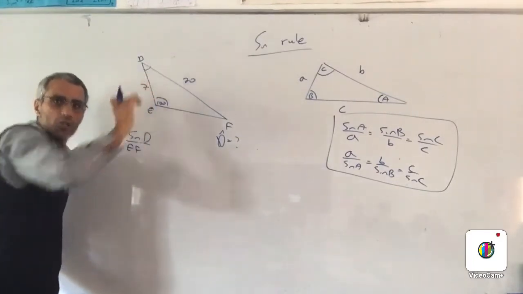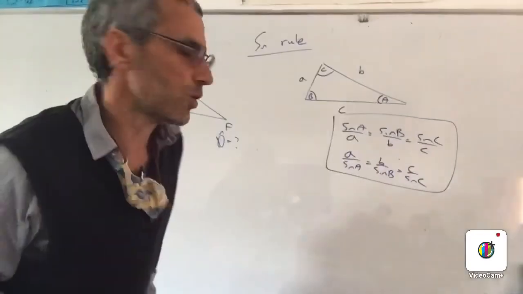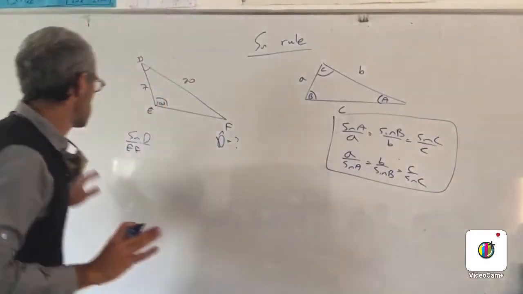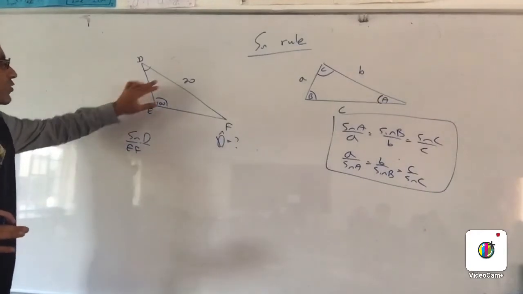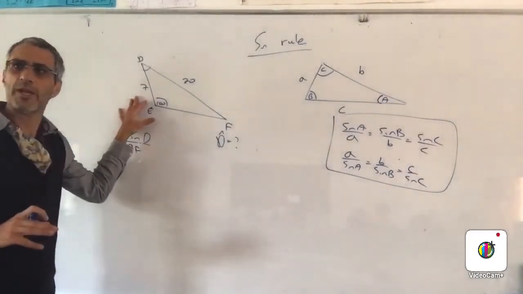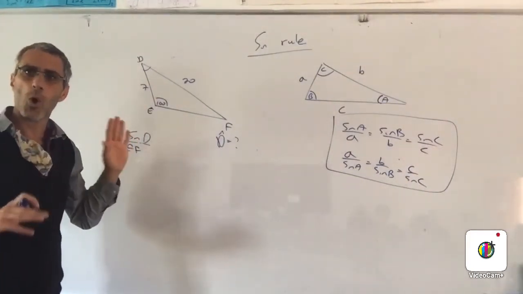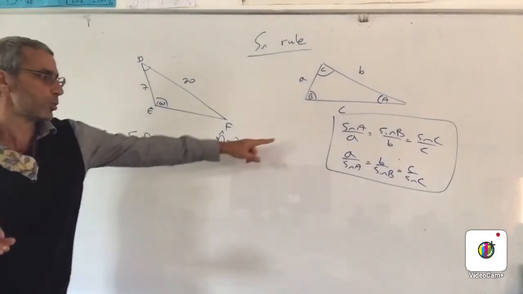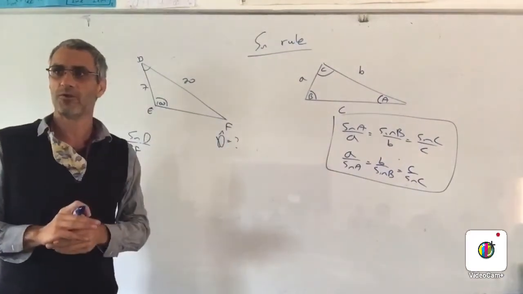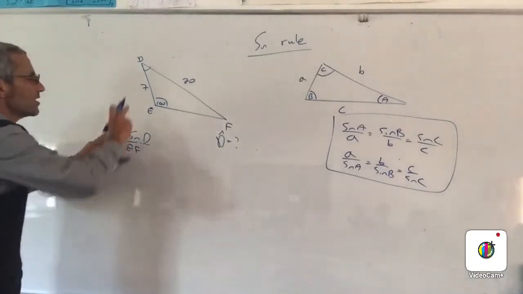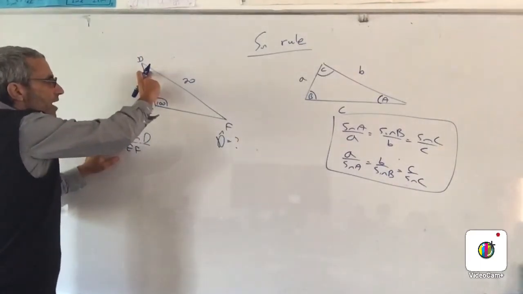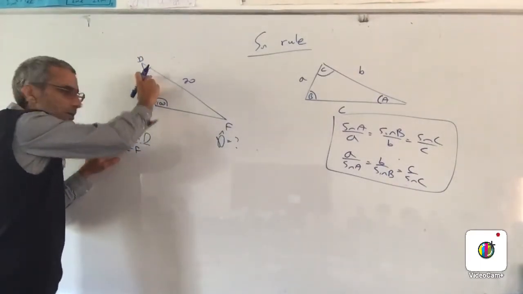I'll just pause. There was a question: can't we use Pythagoras? Maybe 20 squared minus 7 squared? But Pythagoras, guys, remember, only works for a 90 degree triangle. The sine rule works for any triangle, but Pythagoras only for 90 degrees. So my conclusion is that I can't find the angle D at this point.